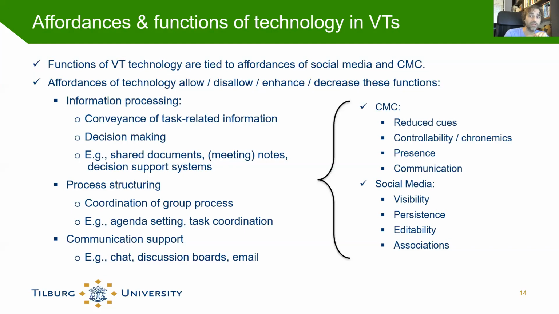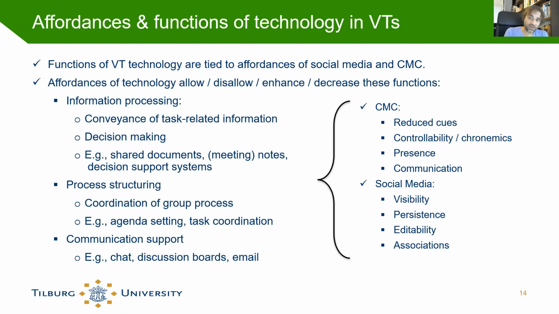So that's one. The next one is process structuring. As a virtual team, as a team in general, you need to plan things. So you need to coordinate the process. You need to say, okay, you do this, you do that, you need to hand in this document then, etc. So things like agenda setting, coordination, making appointments, that's all part of process structure. And that, of course, can also be fulfilled by technology. Many enterprise social media offer exactly these functionalities to their clients. So, project management in general.